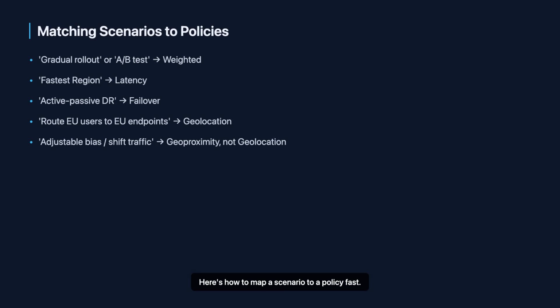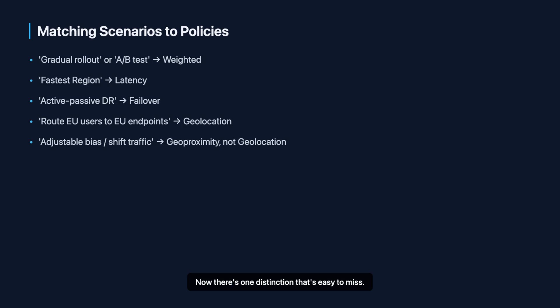Here's how to map a scenario to a policy fast. When the question says gradual rollout or A/B test, that's weighted. When it says fastest region or lowest latency, that's latency routing. Active-passive disaster recovery is failover. Route European users to European endpoints, that's geolocation, routing by where the user is.